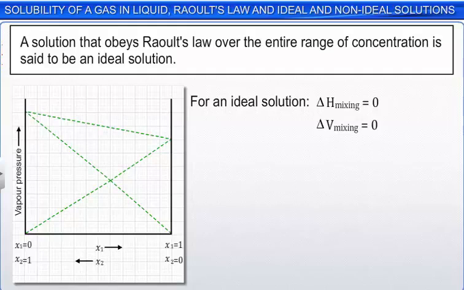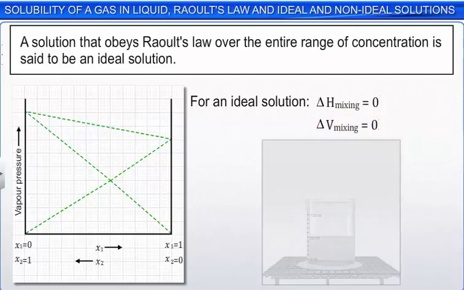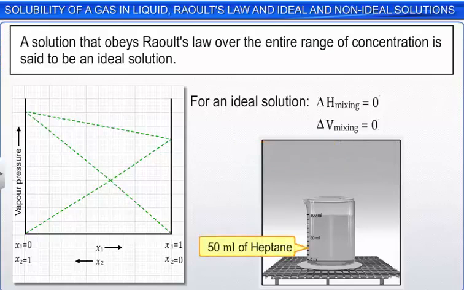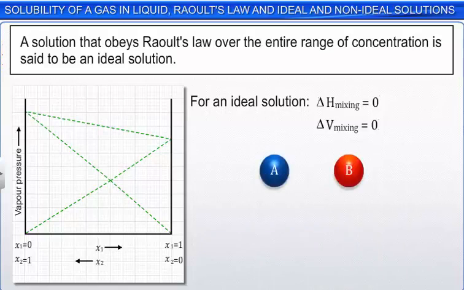This implies that no heat is evolved or absorbed, and also there is no change in volume on mixing of the two components. For example, if 50 ml of hexane is mixed with 50 ml of heptane, the volume of the solution obtained is exactly 100 ml, and no heat is evolved or absorbed in the process. At the molecular level, the ideal behavior can be explained in terms of the intermolecular attractive interactions between the two components.